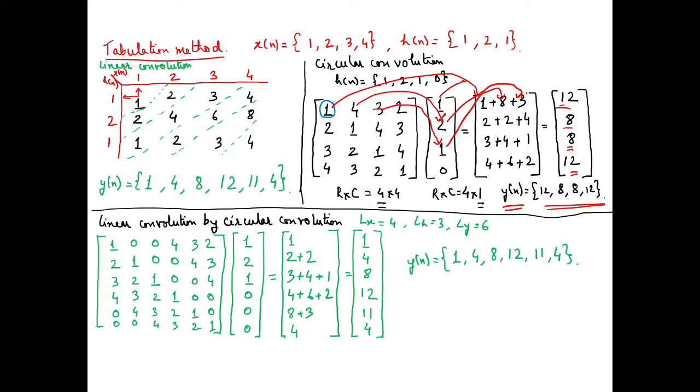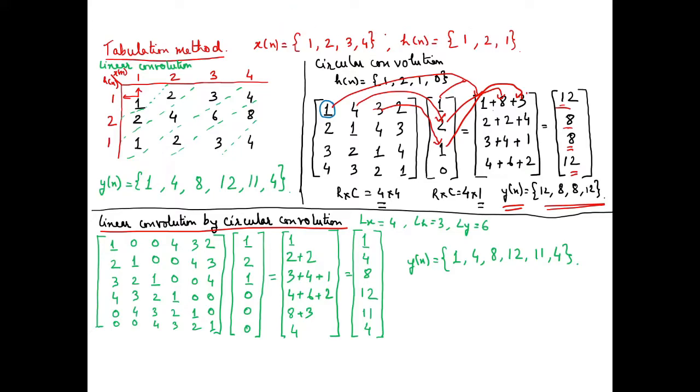to manipulate the circular convolution so that we get the output of a system, because when we calculate the output of a system, we perform linear convolution. So we can implement linear convolution by circular convolution. Now how is it possible?